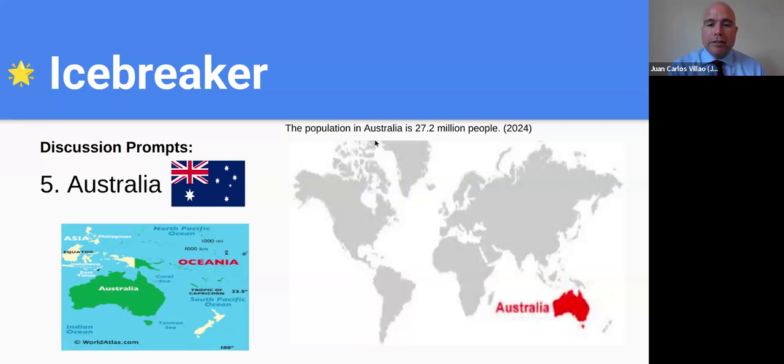So the population in Australia is 27.2 million people. Again, that was an estimation back in 2024. So 27.2 million people, that's a lot of people. So all these numbers are adding up.